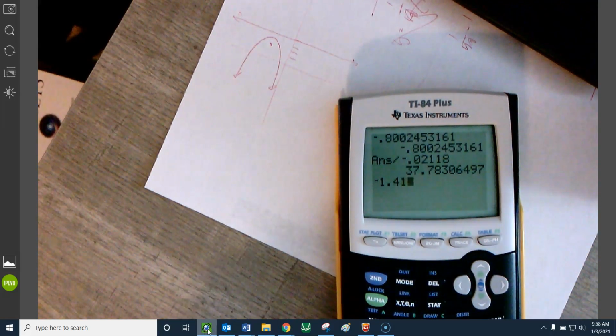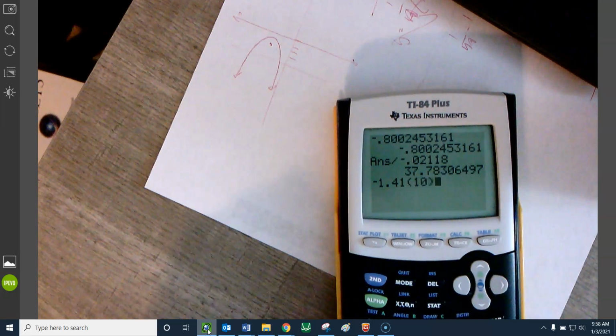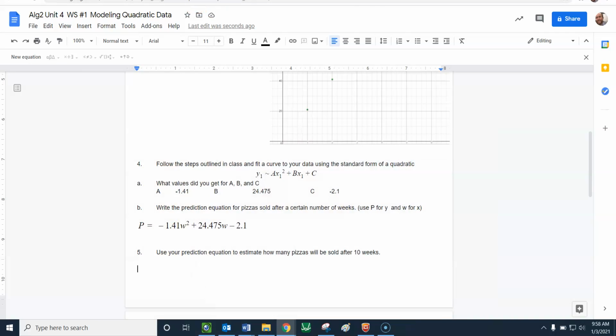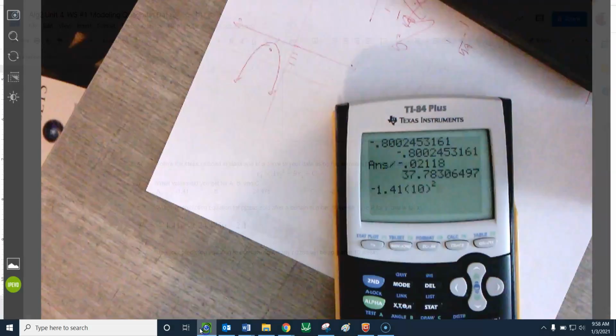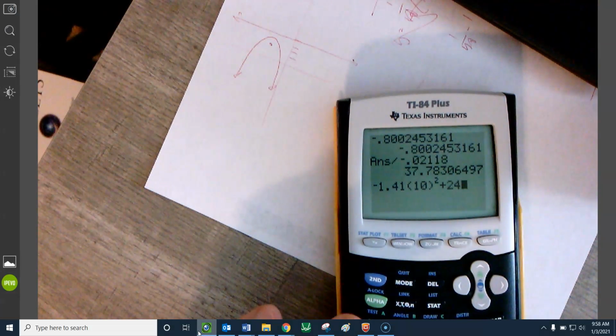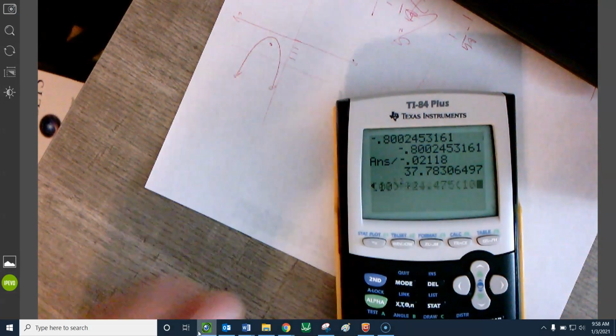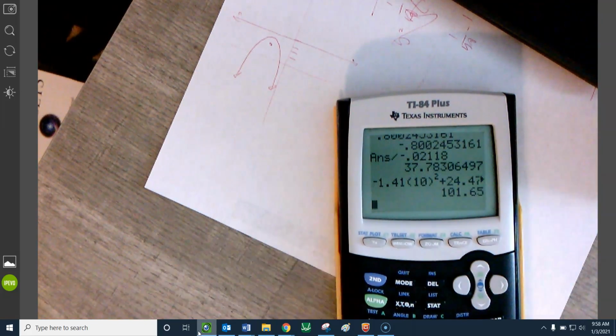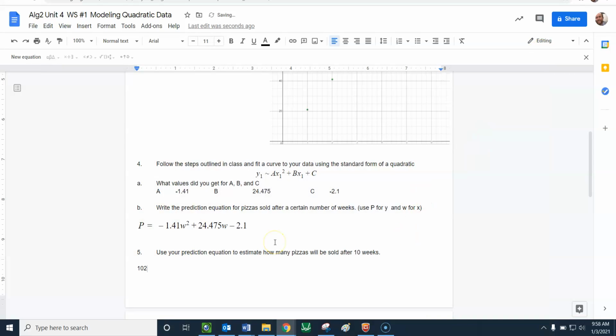Negative 1.41, parentheses, 10 squared. That, what was the rest of it? I can't even remember. I'm going back. 24.475. Plus 24.475, parentheses, 10. And then minus 2.1. We can expect to sell about 101.6. Let's round that up. 102 pizzas.